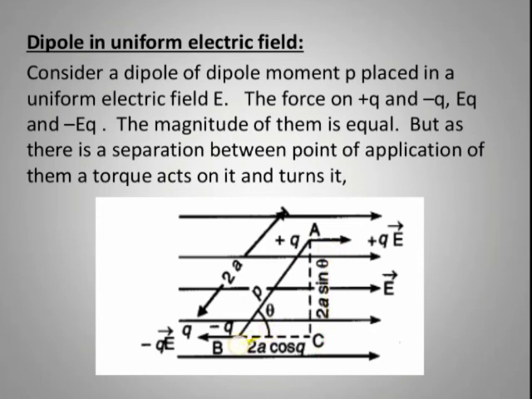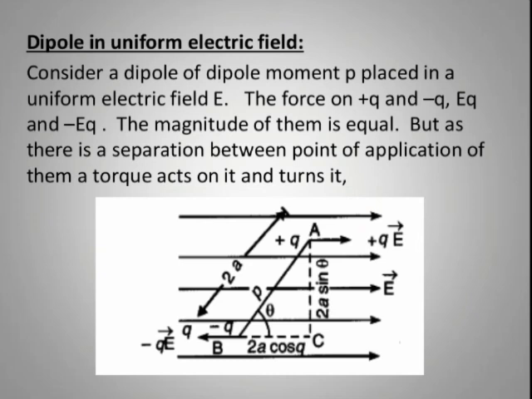If I consider this triangle, this is your adjacent, and this is 2a cos theta. The value according to trigonometry is 2a cos theta, and this is your hypotenuse, which I have represented by p, that is the dipole, the distance itself. Now if I consider the charge q, I can say that it experiences a certain force, and that force is equal to q into E. F is equal to qE.